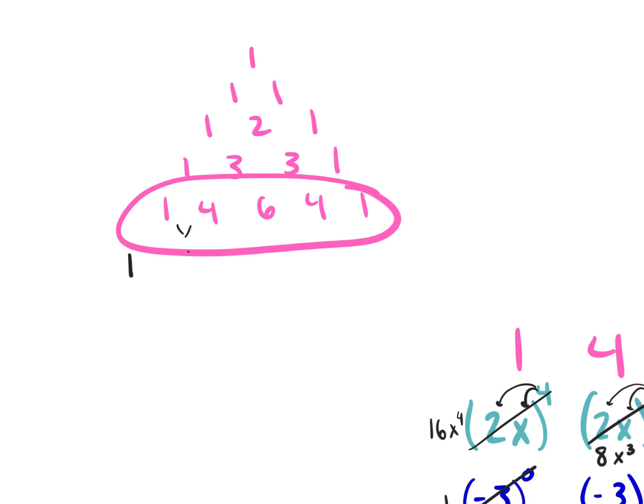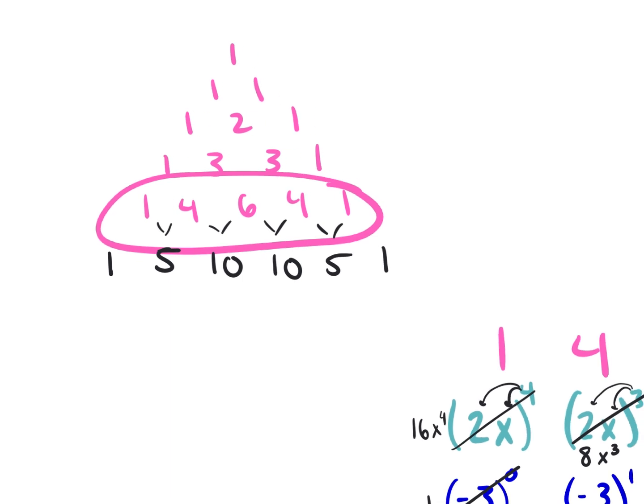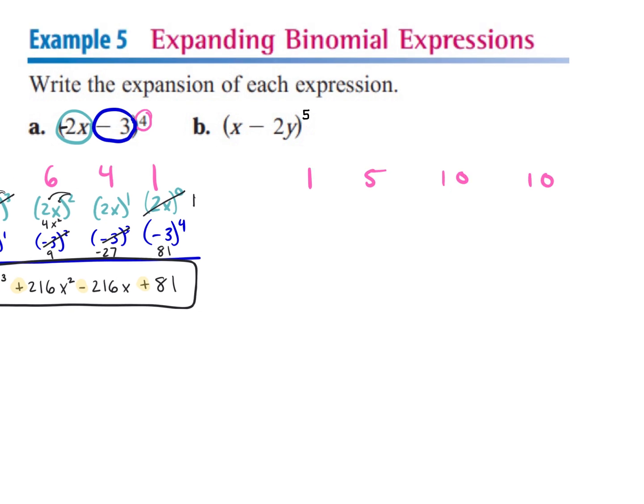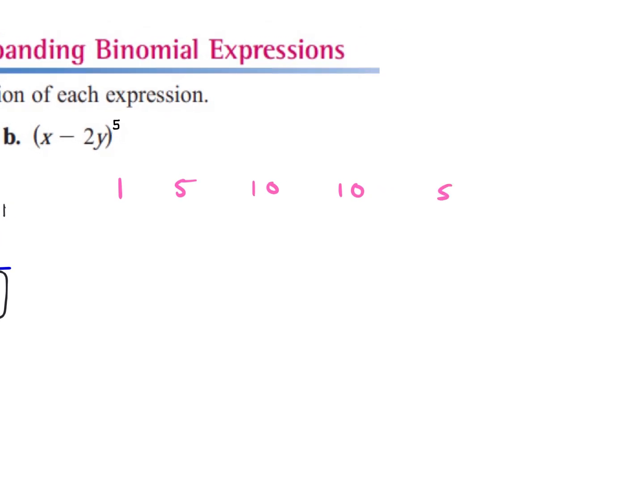1 plus 4 would be 5. 4 plus 6 is 10. 6 plus 4 is 10. 4 plus 1 is 5, and 1. So 1, 5, 10, 10, 5, 1. So these are going to be my coefficients. 1, 5, 10, 10, 5, 1.